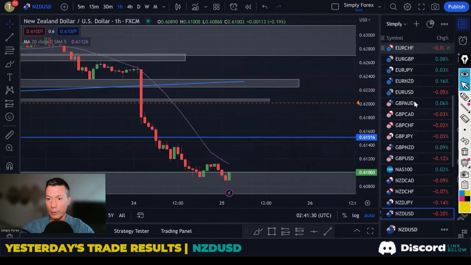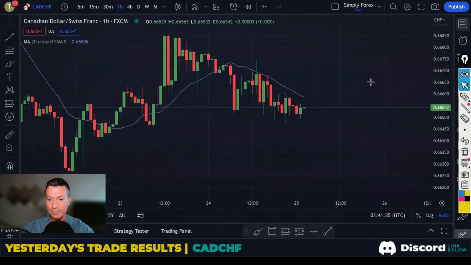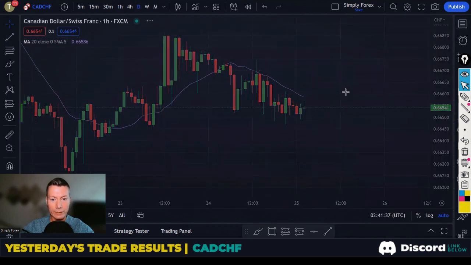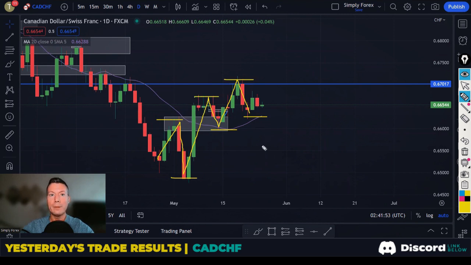And then the last trade we were looking at yesterday was this. It was Canadian dollar, Swiss franc. If we go to the day chart, guys, we were just looking for a buy because we like to be with structure, with trend. Price was in an uptrend. You can clearly see that. Higher lows, higher highs. You don't have to be Warren Buffett. That is an uptrend. So structurally we were in an uptrend.